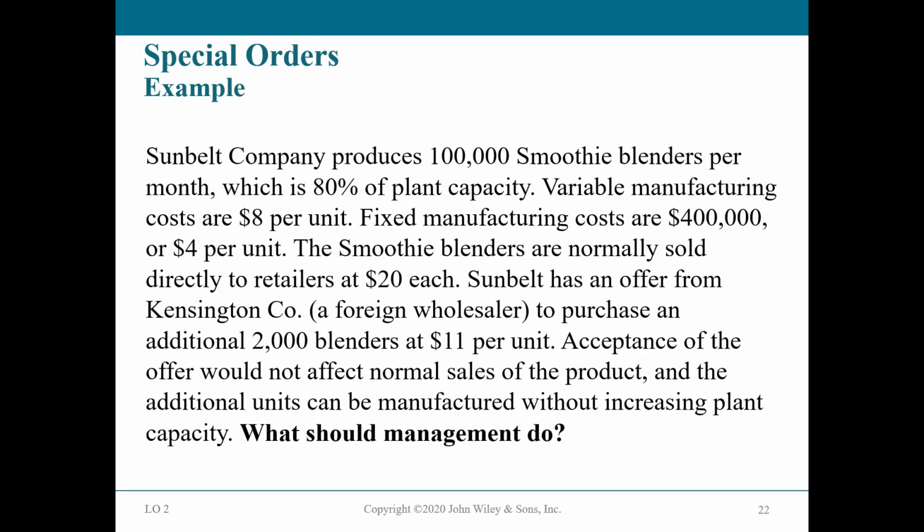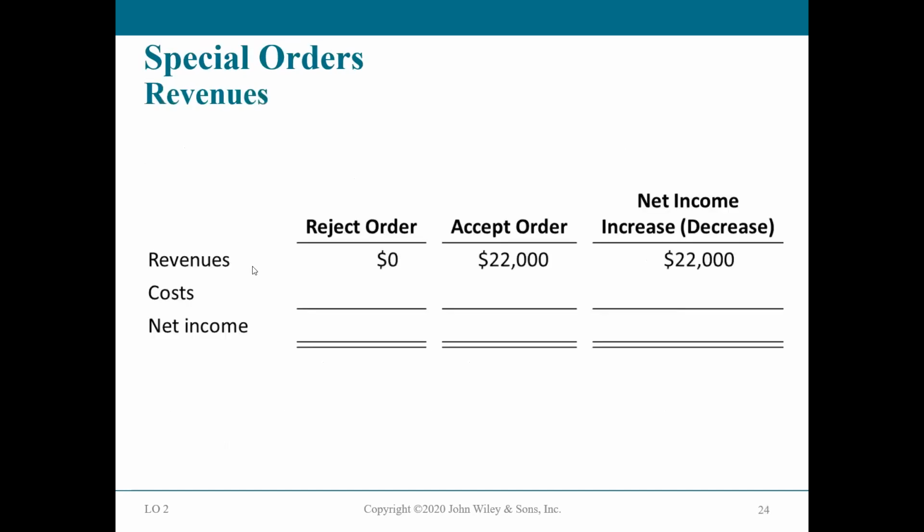Under the cost, if I go back for a minute, our variable manufacturing costs are $8 per unit. Our fixed costs, we're going to pay anyway. So our fixed costs are already paid for, and we only need to worry about our variable manufacturing costs. So $8 a unit times 2,000 units gives us $16,000 in costs if we accept the order.